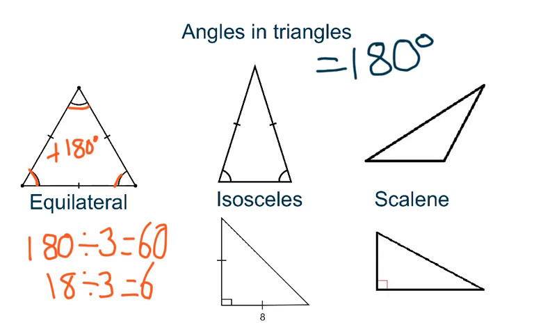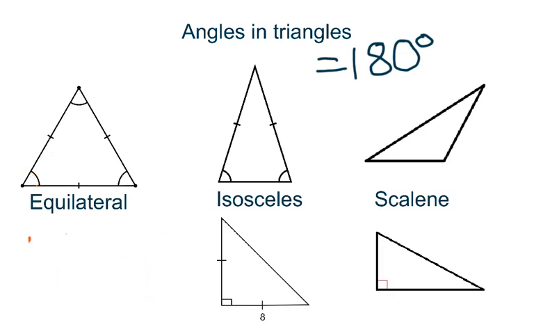So on an equilateral triangle, every single angle is 60 degrees. Whatever the equilateral triangle, doesn't matter how big it is. Each side could be a mile long, could be 100 miles long, and they will all still equal 60 degrees each.